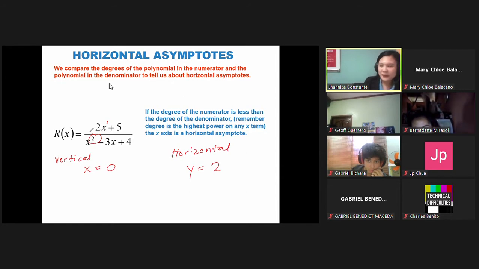Okay? If you have different exponents, always the denominator, the exponent of the denominator is the one that you're going to get in your horizontal asymptote. Always the denominator: once they have different exponents, get the exponent of the denominator of your rational function. Okay?